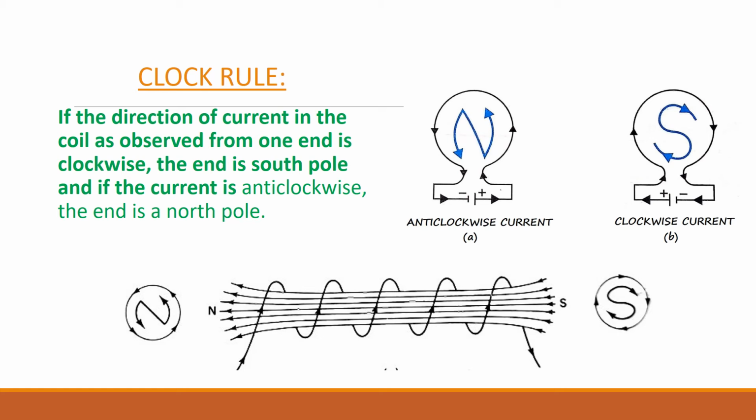The clock rule states, if the direction of current in the coil as observed from one end is clockwise, the end is south. And if the current is anticlockwise, the end is north pole. So all you need to do is to view how current flows from a given end. If the current is clockwise, then that side is a south pole. But if current is flowing in anti-clockwise direction, then that side is a north pole.